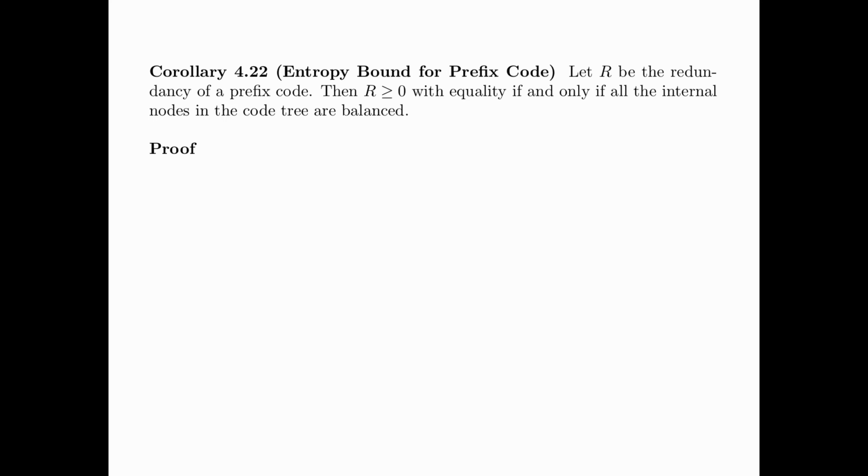The next corollary can be regarded as the entropy bound for prefix code. It says that the redundancy of a prefix code is always non-negative, with equality if and only if all the internal nodes in the code tree are balanced. The proof goes as follows.